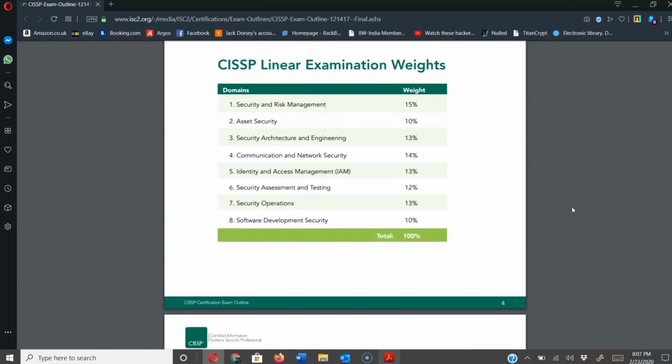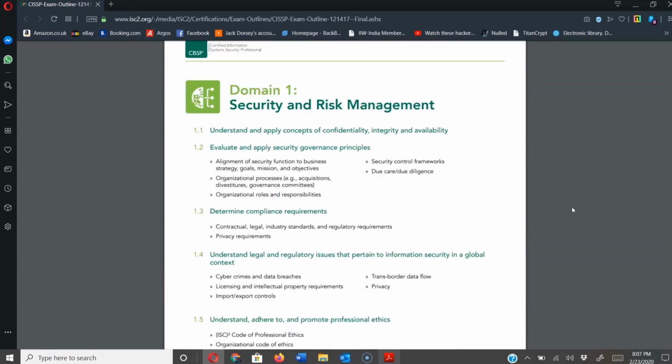The weightage, I guess, remains the same. And that's the first domain, security and risk management. So what does it pertain to? Understand and apply concepts of CIA: confidentiality, integrity, and availability. In the first video, we went through all the 8 domains at quite some length. We discussed what CIA is all about and how the interrelationship works. So if you want a deeper dive than what we are doing for the domains, go back to the first video, look into that, and then you can come back to this video again.